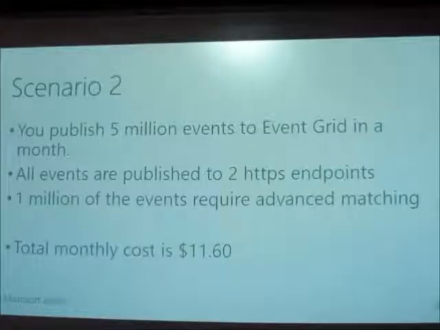So the second scenario is we only have 5 million events, but we're going to two endpoints now. So that's the case where, in my demo, I had a logic app and a function app. So those are two endpoints. And 1 million of the events require advanced matching. So that's where, let's say the employee removed, I just want to do something different in that case. Then that comes out to $11.60. Again, they go into full details of this pricing, but it comes out to just over $11.